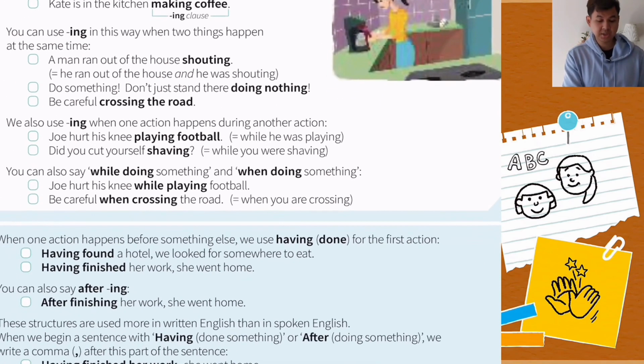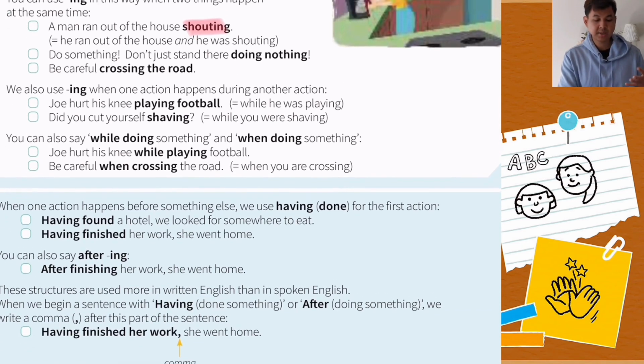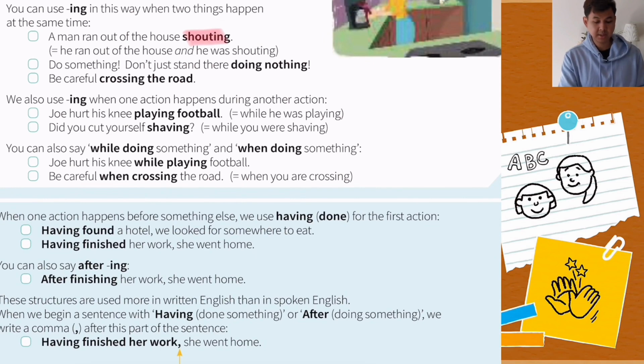You can use ing in this way when two things happen at the same time. For example, a man ran out of the house shouting. So he ran out of the house and also he was shouting. So we can use, a man ran out of the house shouting, ing clause. Do something, don't just stand there doing nothing. And the last one, be careful crossing the road. I tell you that we can use ing when two things happen at the same time.